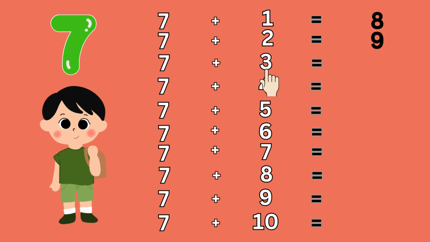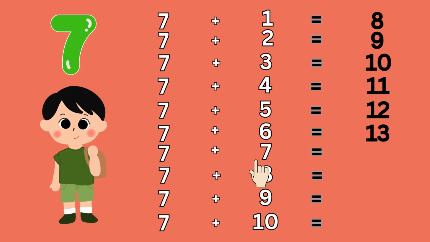7 plus 3 equal to 10. 7 plus 4 equal to 11. 7 plus 5 equal to 12. 7 plus 6 equal to 13.